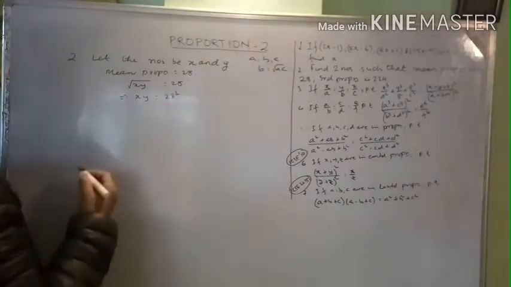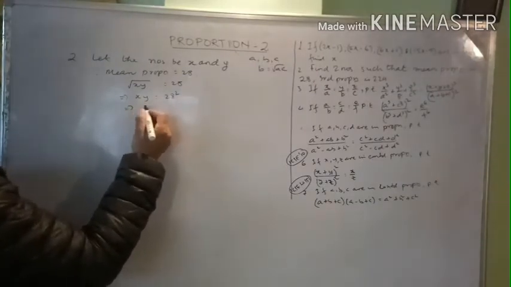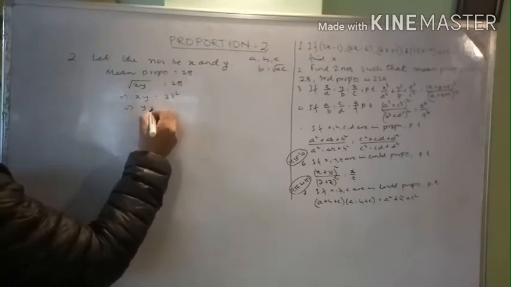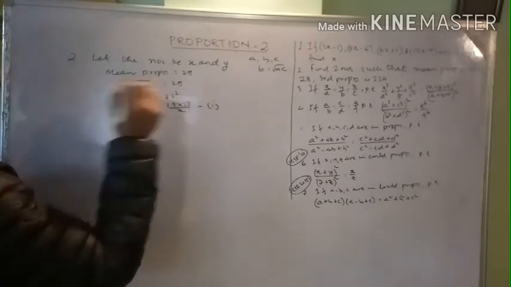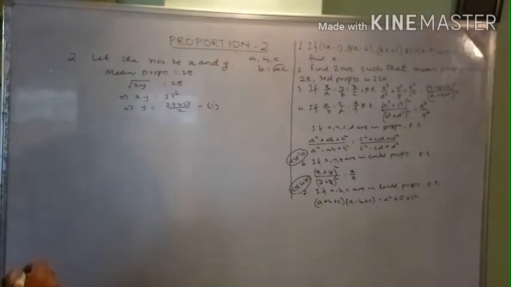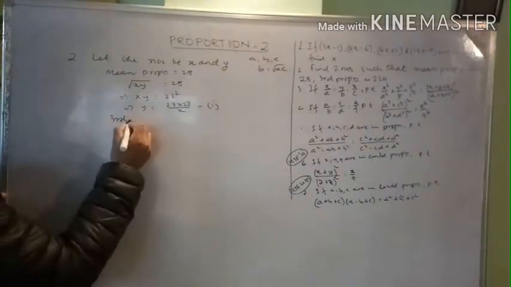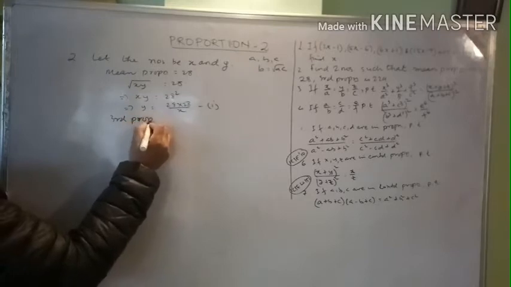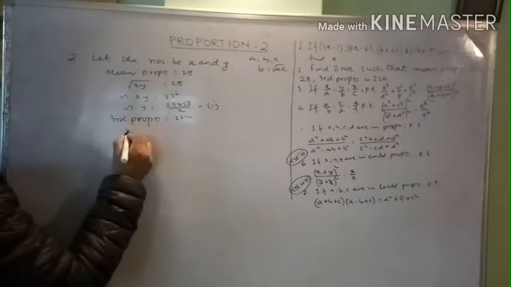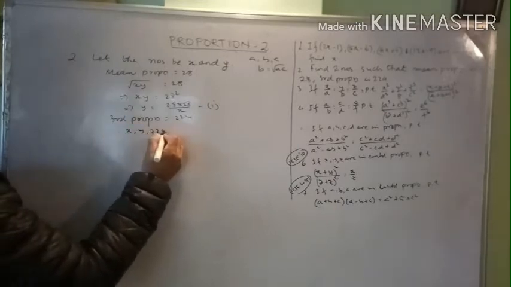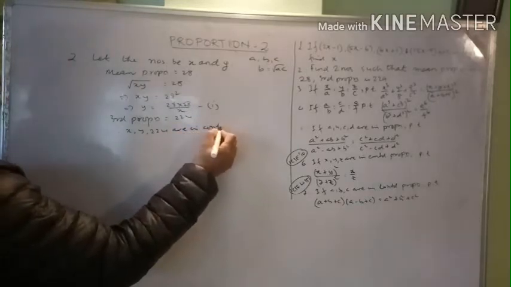So that is 28 into 28 you can write. So that means y equal to 28 into 28 divided by x, equation number 1. Now you are given the third proportional is 224. So that means the third proportional is equal to 224. That means x, y and 224 are in continued proportion.